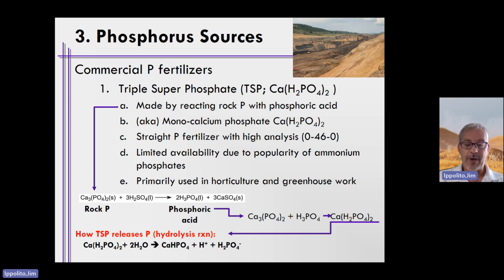And so it's more attractive to apply monoammonium phosphate, diammonium phosphate, or ammonium polyphosphate as compared to triple superphosphate. This product currently is primarily used in horticulture and greenhouse industries.